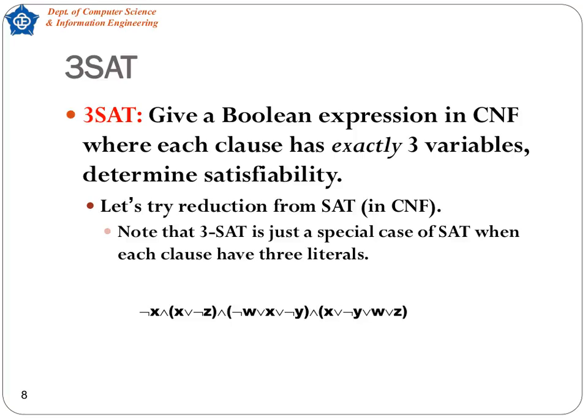For example, take the formula: not X and X or not Z, and not W or X or not Y, and X or not Y or W or Z. We can split the 2-literal clause X or not Z and the 4-literal clause X or not Y or W or Z into chains of 3-literal clauses by introducing fresh gadget variables. The result is an equivalent 3SAT instance that is satisfiable exactly when the original formula is.